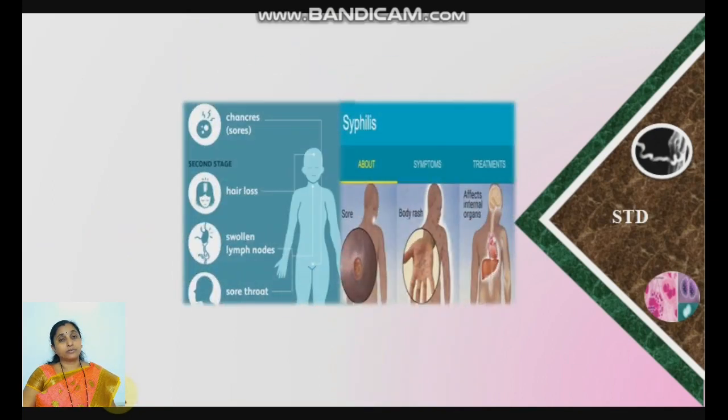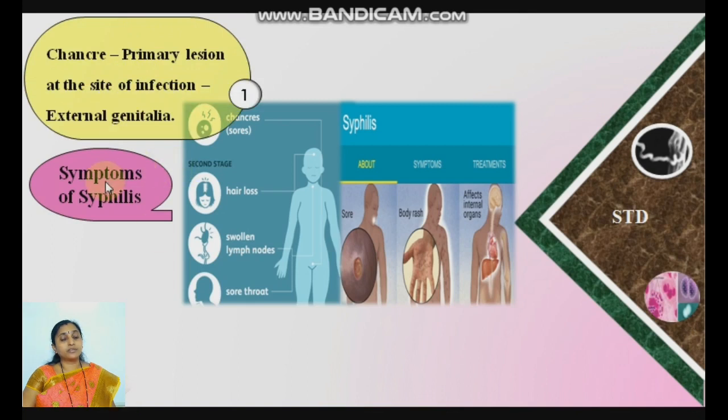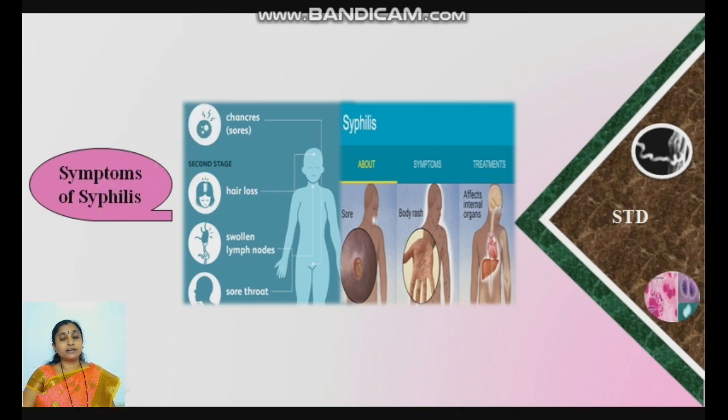Now symptoms, these are also included in the difference points. Symptoms of syphilis. First of all, see here the diagrams. Symptoms: first the lesion, which we call जखम in Marathi. जखम चिघळणे, itching होणं, chancres or sores. See here, chancres or sores. Lesions is the synonym we use in English.